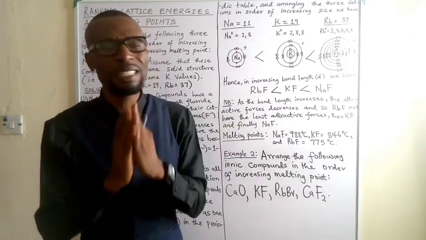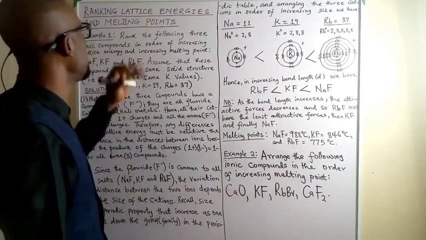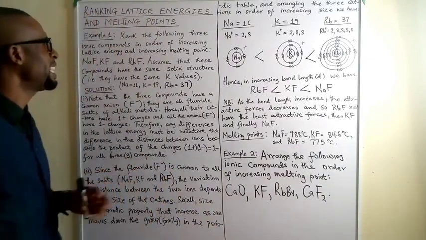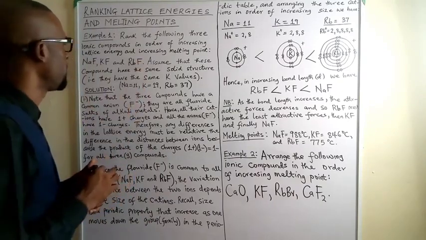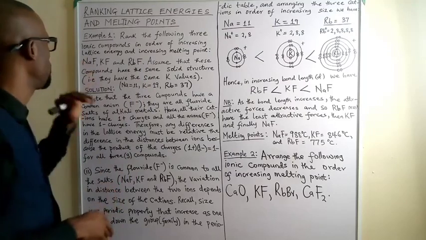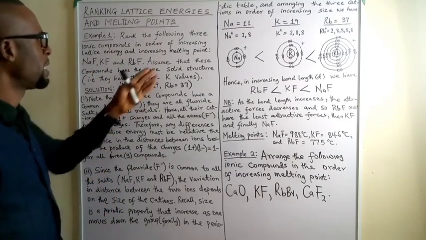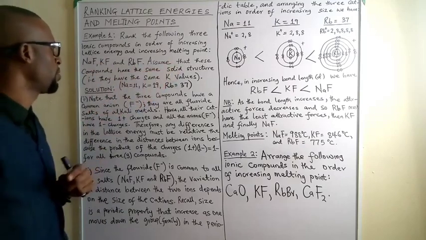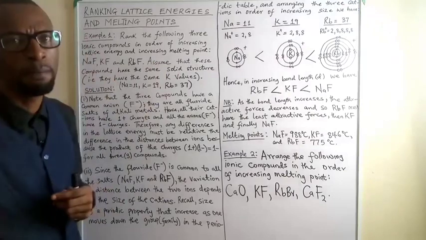topic. So the first evaluation question that we are giving here is: rank the following three ionic compounds in order of increasing lattice energies and of course increasing melting points. We are given sodium fluoride, potassium fluoride, and rubidium fluoride. Assume that these ionic compounds have the same solid structure. Of course, they have the same K values, all right?